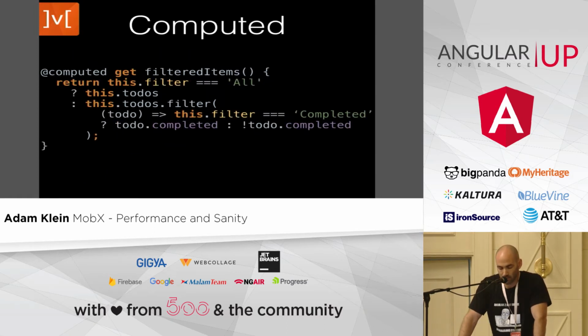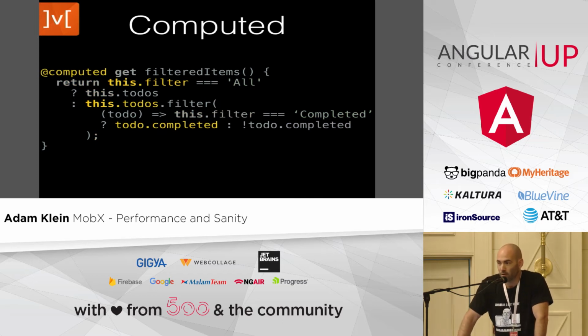And now comes the coolest part about MobX. It has a concept called computed values. So let's say you have a list of items and a current filter, and you want to calculate the list of filtered items. But you don't want to recalculate it on every change detection cycle. You want to cache the value and recalculate only when you should. This is what MobX does automatically.